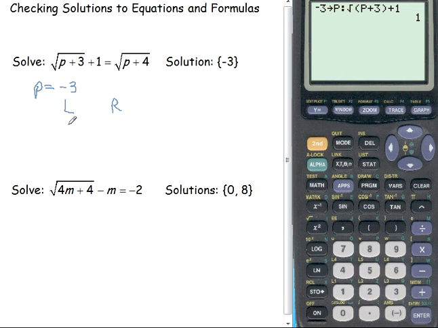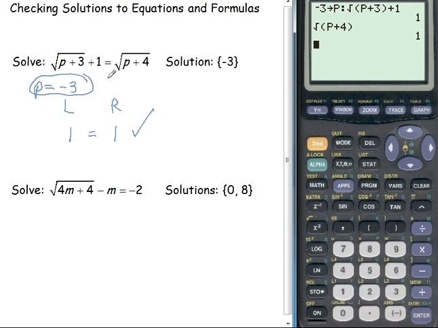So the left side is 1, and then go to the other side and put the square root of P plus 4, alpha 8, plus 4, close parentheses, and hit enter. And you got 1 there too. Certainly left equals right, 1 equals 1, so it checks. So your solution is P equals -3.